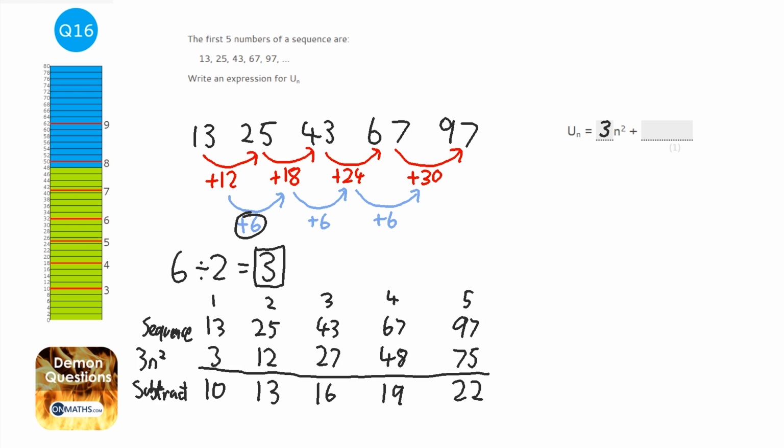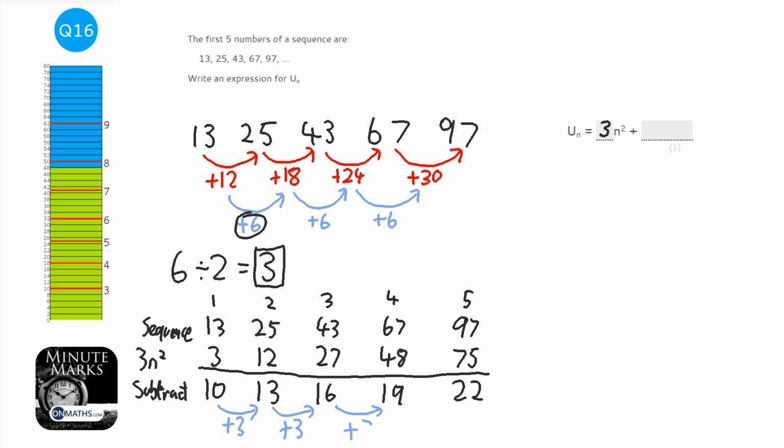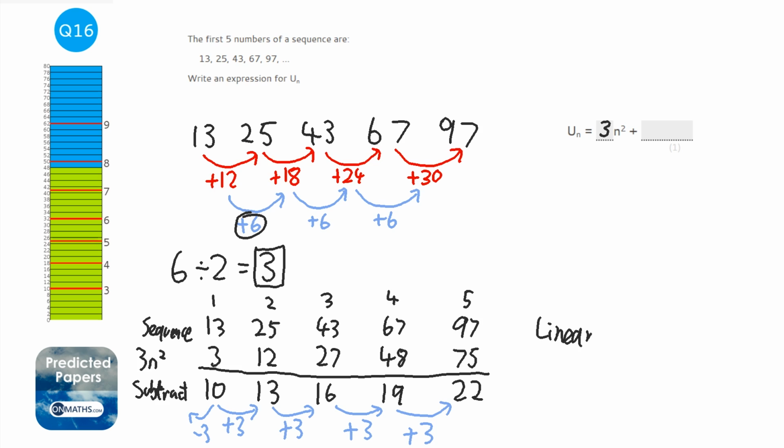Okay, now we end up with a little sequence here. Okay, we've got 10, 13, 16, 19, 22. Now we find the difference in that. So that's a plus 3, plus 3, plus 3, plus 3. Now that's a linear sequence. Now we've got to find the nth term of it. So to do that, we find the 0th term. So we go back 1, we subtract 3. And that tells me, so I'll say linear.